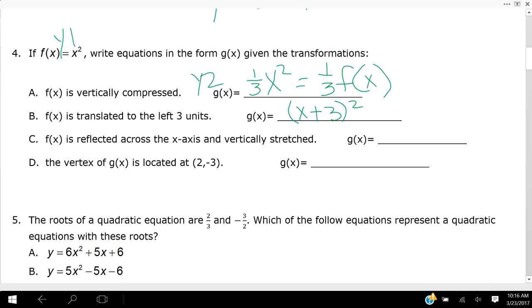Okay, so the next one is reflected and stretched. So to reflect it, I'm going to put a negative. Stretching means I need a number bigger than 1, and then I have x squared. Then I'm going to go to my calculator, put that in Y2, make sure it actually does what I think it did.